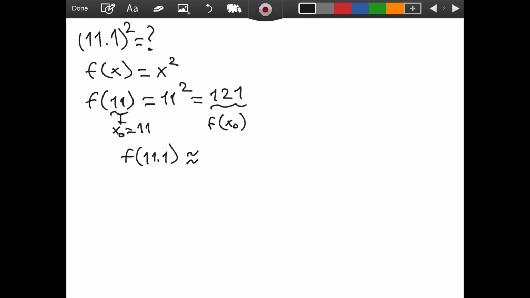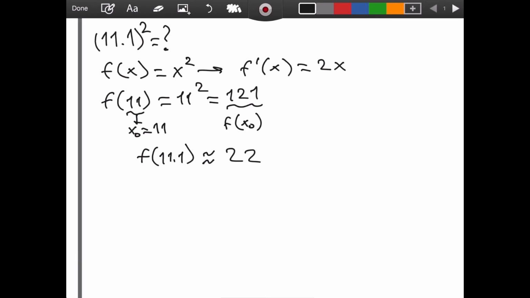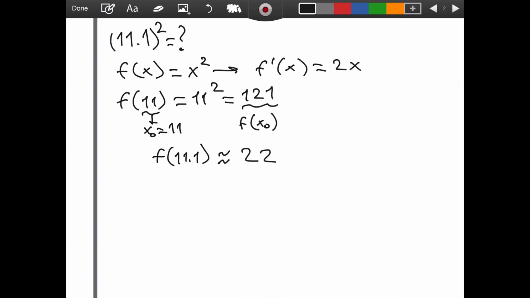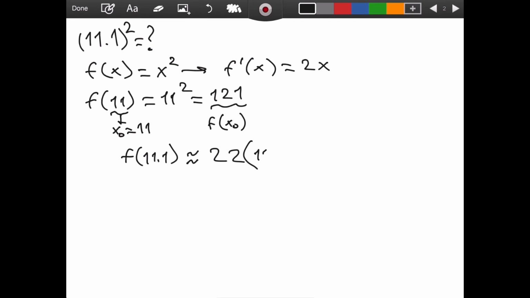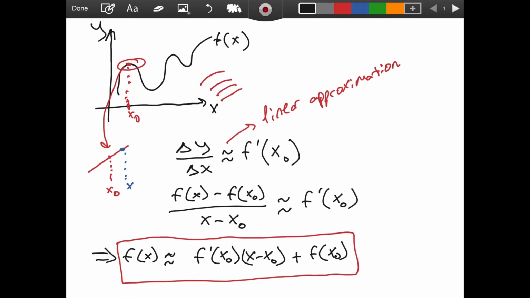Well, what is the derivative of x squared? It is simply, using the power rule, equal to 2x. We bring the exponent forward and decrease it by 1. It is equal to 2x. So it is equal to 2 times 11, or 22, at x equal to 11, which is our x naught in this case. Times we will have x minus x naught. Our x was 11.1 and our x naught is 11. Then we have plus f of x naught.